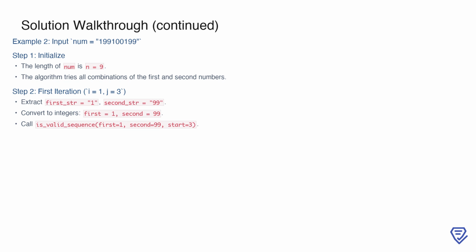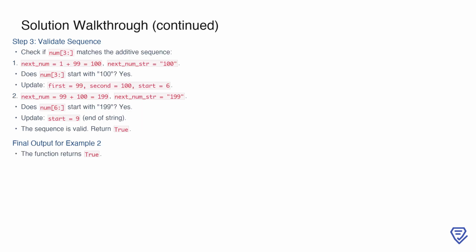These are converted to integers as first equals 1 and second equals 99. The helper function is_valid_sequence is then called with these values and a starting index of 3 to validate whether the remaining string forms a valid additive sequence. For validation, we check if the rest of the string matches the expected sequence.